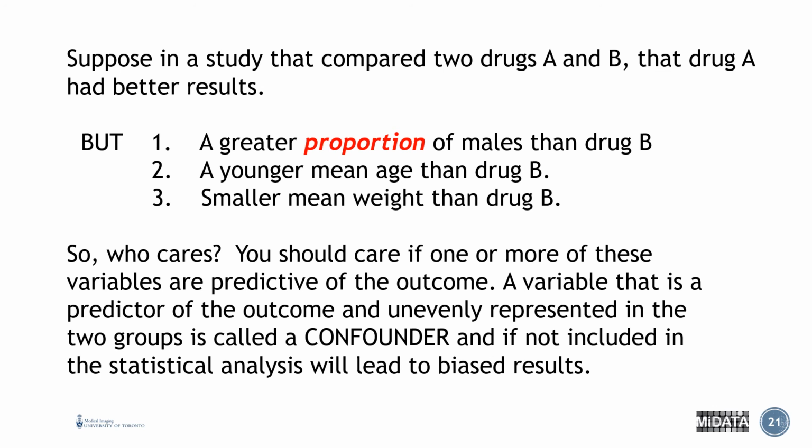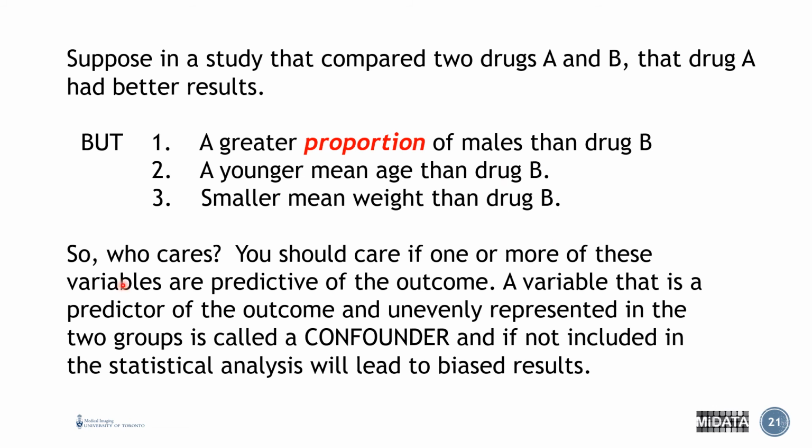And here's another example of why it's important to consider those grouping variables in your model separately. Suppose in a study that compared two drugs, A and B, drug A had better results, but a greater proportion of males were in the drug A group than in the drug B group. And the drug A group had a younger mean age than the drug B group. And finally, a smaller mean weight in the drug A group than in the drug B group.